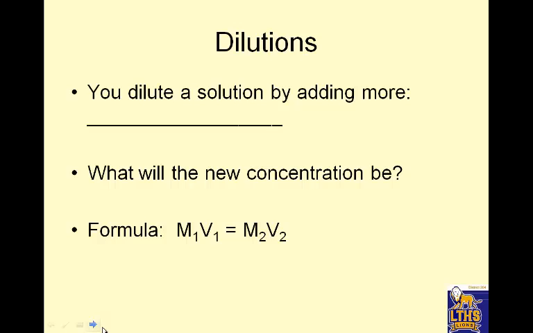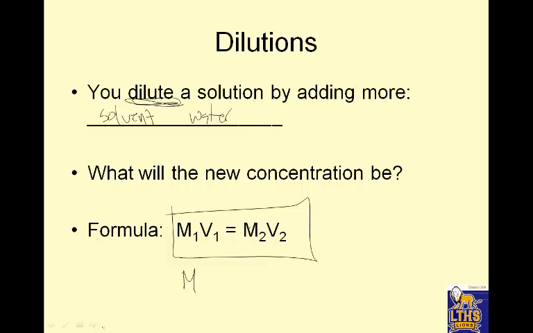Dilutions. You dilute a solution by adding more solvent, so you're making it less concentrated. And for us, it's typically water. Not always, but usually. What will the new concentration be? This is the formula for it. Molarity 1, volume 1, equals molarity 2, volume 2. Perhaps you might even want to use molarity before, volume before, molarity after, volume after. Both those are the same.